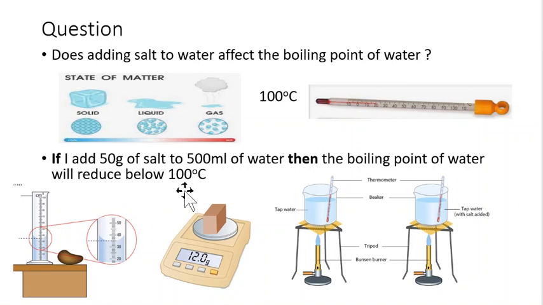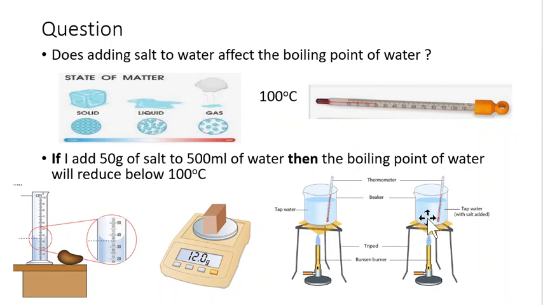In order to carry out this experiment, you'll need a thermometer, and you'll need to set up like this. You'll need a beaker to contain water, so you'll have 500 mils. You'll need a thermometer to measure the temperature. You will need some kind of heat source, for example a Bunsen burner, and you'll need to be able to heat the water.